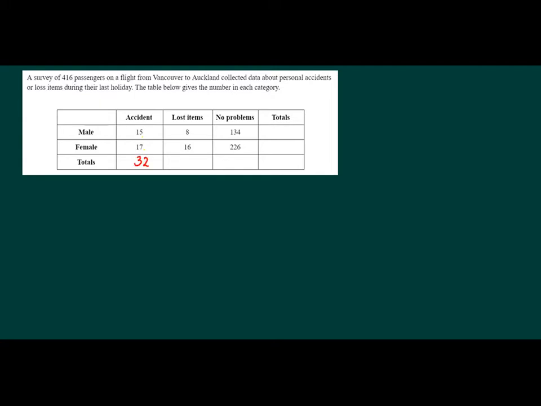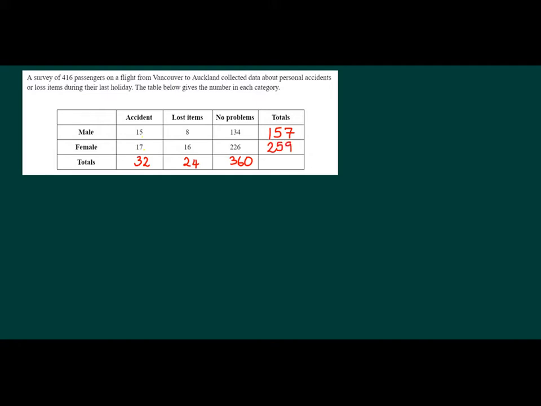8 plus 16, that's 24. 134 plus 226 is 360. And then we go work horizontally. 15 plus 8 plus 134. That's 157 if I'm not mistaken. 23, yep. The next line, 17 plus 16 plus 226. That equals 259, so I'll just write that in there.